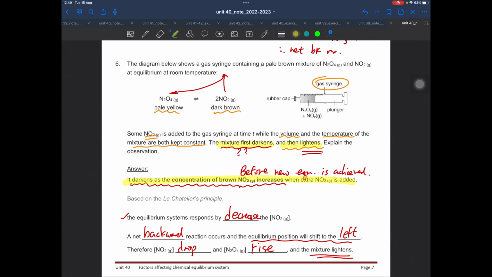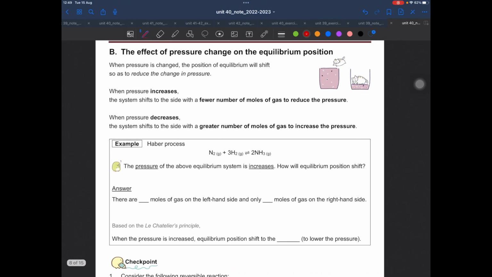So, as I mentioned, many students forget this one, okay? Don't forget the first part. Don't forget to mention the thing that happens before equilibrium is achieved. Many students mention the later one, get marks, but forget the former one and lose marks. And that's it.